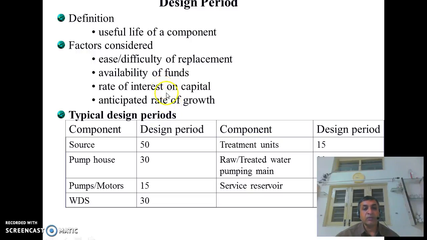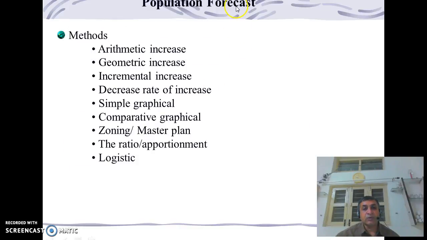The other factor is the growth of population. Depending on these factors, the different components in the water supply system have different design periods. Normally, water supply systems are designed for a design period between 30 to 50 years, and for this period, the future population has to be estimated. These are the different methods of population forecast: arithmetical increase, geometrical increase, incremental increase, decreasing rate of increase, simple graphical, comparative, zoning, master plan, and logistic. The incremental increase method is the one that predicts the population in a better way, lying between the arithmetical increase and geometric increase.